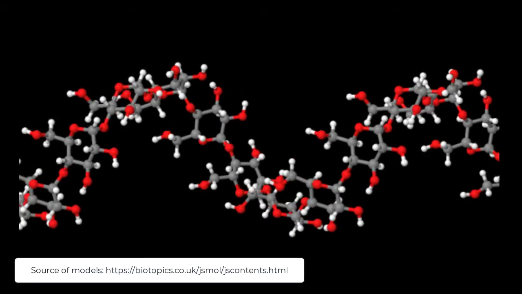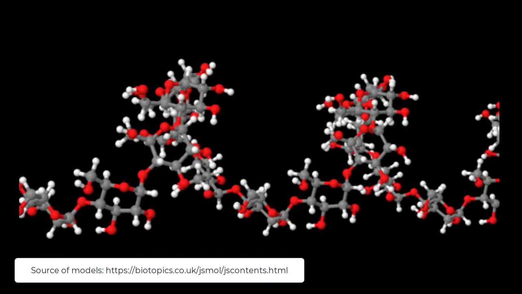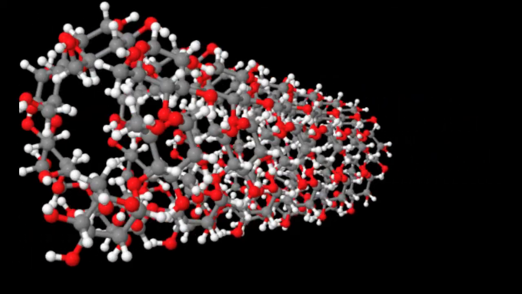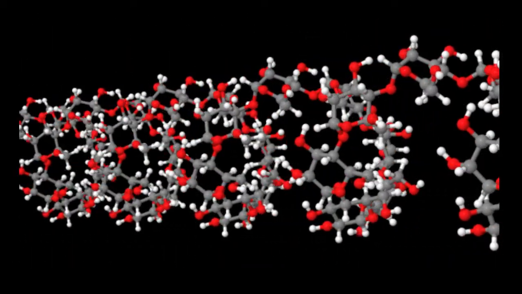Here's a molecular model of amylose showing its helical structure. Carbons are in gray, oxygen in red, and hydrogens are in white. And here we're looking at a model of a branching point in amylopectin. We see two helical structures branching off from each other.